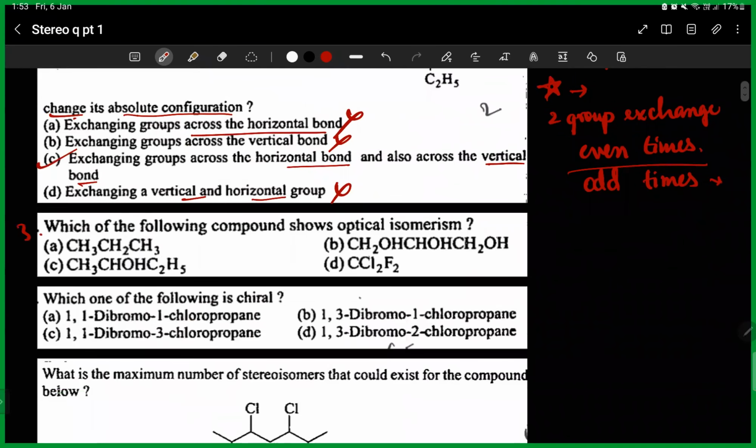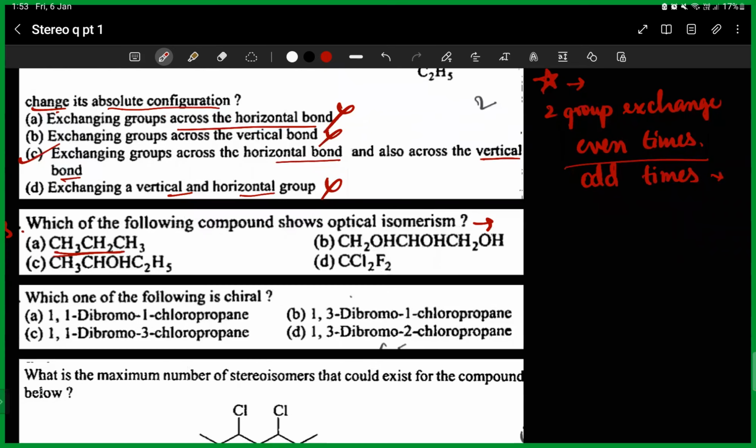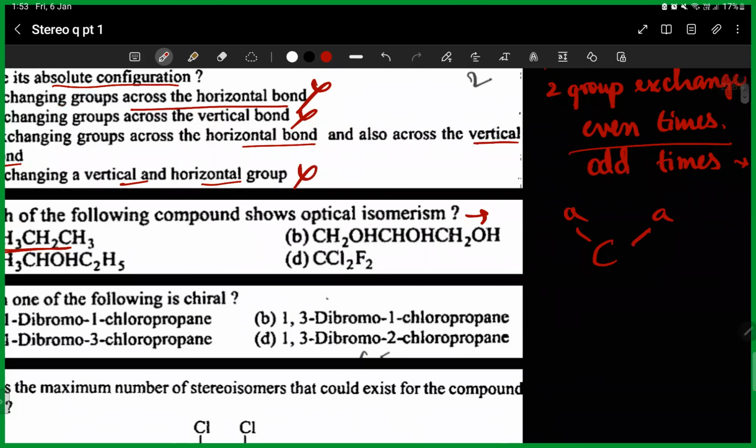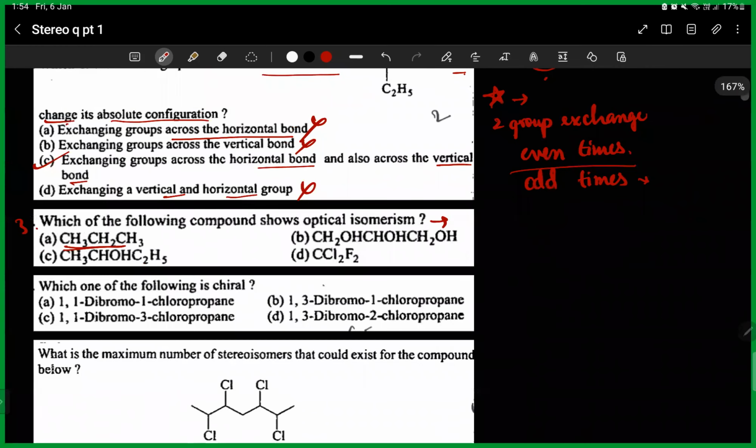Let's look at the third question. Which of the following shows optical isomerism? Draw the structures. Now you can clearly see, check for the chiral carbons. In option A, you don't have chiral carbons because each carbon has minimum two hydrogens. When you have the same group, like the same group A and A on the same carbon, it will not be chiral. So the condition for chirality is all groups should be different, sp3 hybridized. So this does not show optical isomerism.